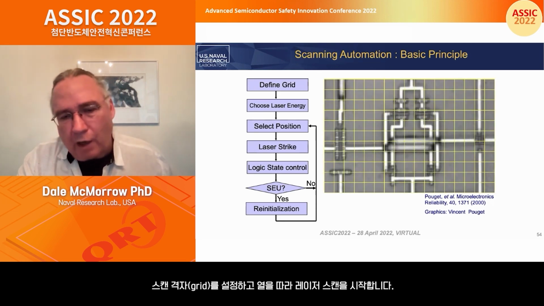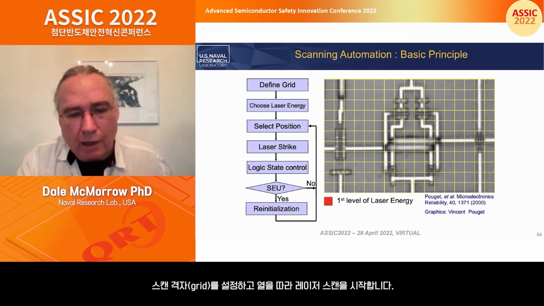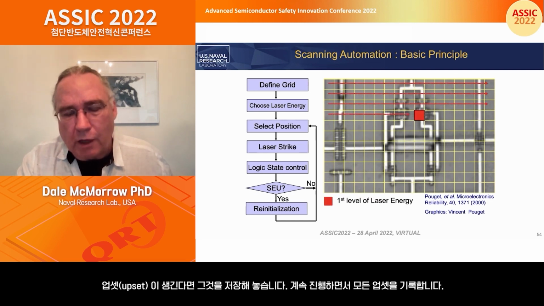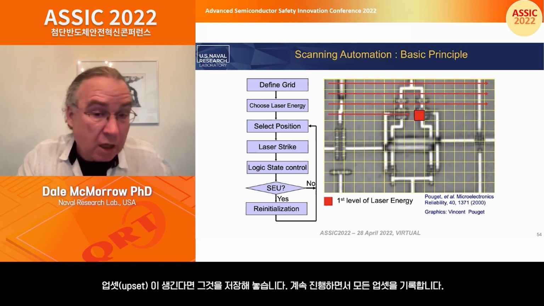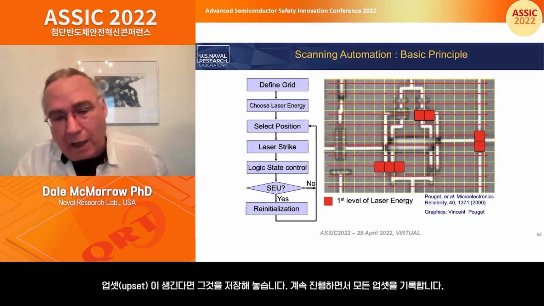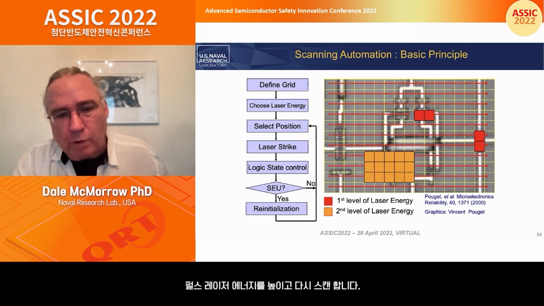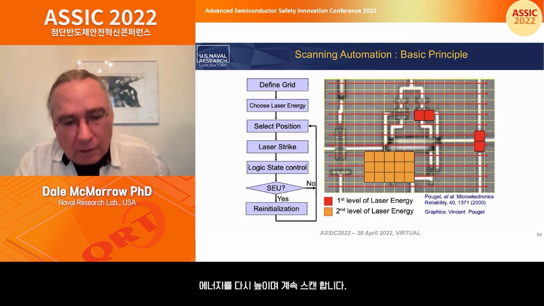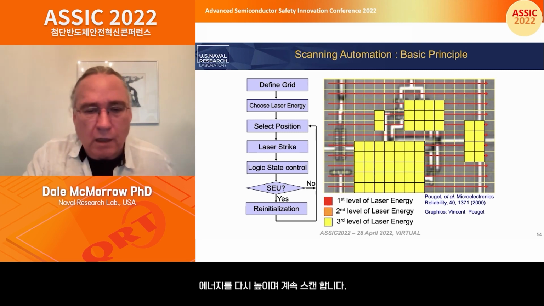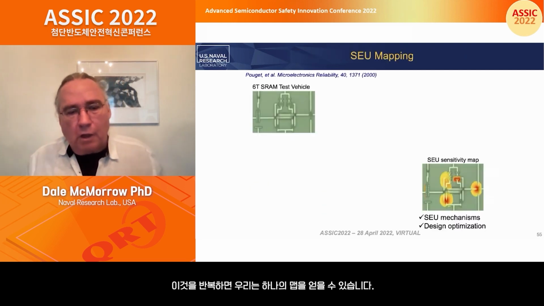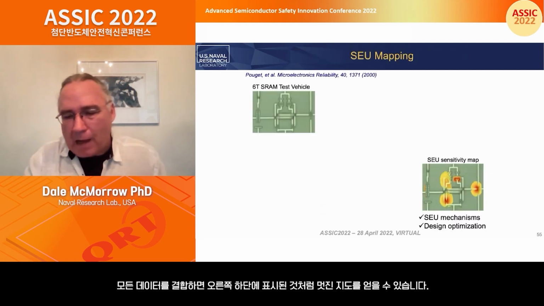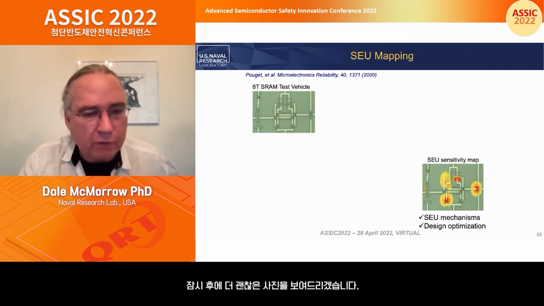Here's the way it works. Basically, you set up a grid and you start scanning. You scan row by row, you get an upset, you save it, catalog it, keep going, catalog all your upsets, increase the laser pulse energy, scan again, increase the laser pulse energy, scan again, and then in the end, you get a map. You can combine all that data and you get a nice map like shown on the lower right. I'll show a better picture of that in a second.